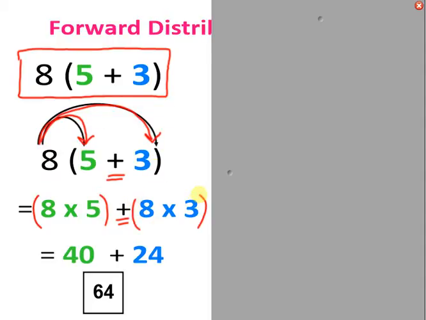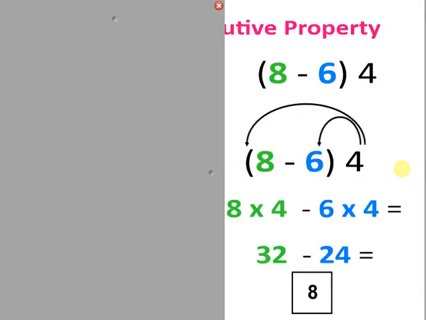Now, again, this is the very detailed version, and it'll go a lot quicker as we start to solve problems later on. 8 times 5 is 40. And then we have plus, and then 8 times 3 is 24. 40 plus 24 is 64. There is another way to look at this as well.